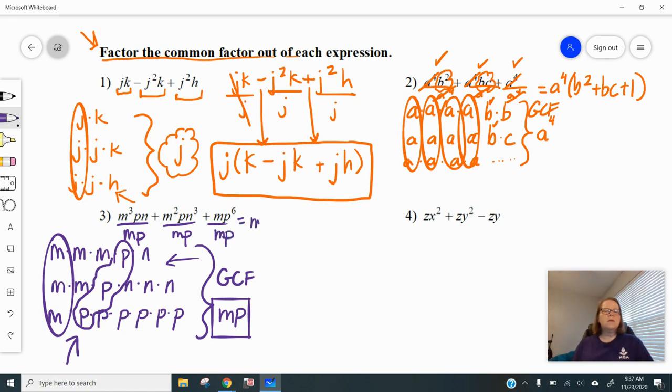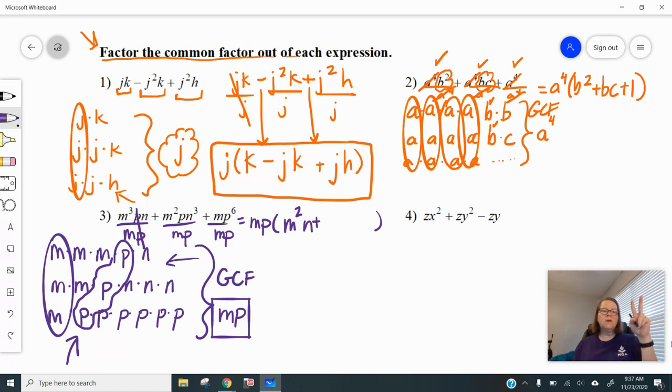And then set it up right. You've got your MP out front, in front of the parentheses, and then you've got your parentheses. So if I have 3 M's on top and I take 1 away, that leaves me with 2. So M squared. The P's cancel, leaves you just with a 1 that's understood. And then you have an N. And then there's a plus.